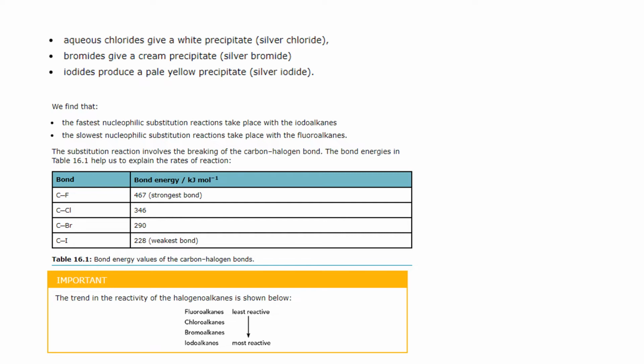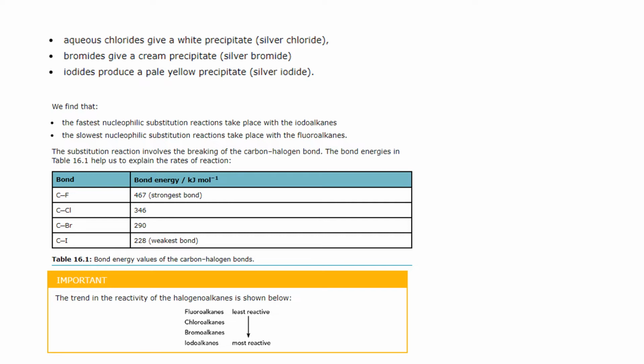In this case, aqueous chlorides give a white precipitate of silver chloride. Bromides give a cream precipitate of silver bromide, and iodides produce a pale yellow precipitate of silver iodide. We find that the fastest nucleophilic substitution reactions take place with the iodoalkanes. The slowest nucleophilic substitution reactions take place with the fluoroalkanes.